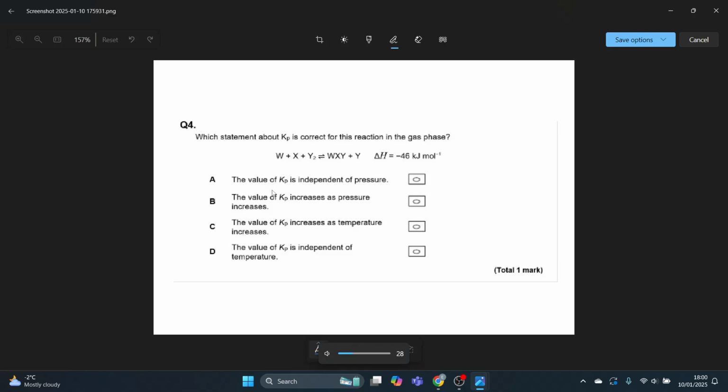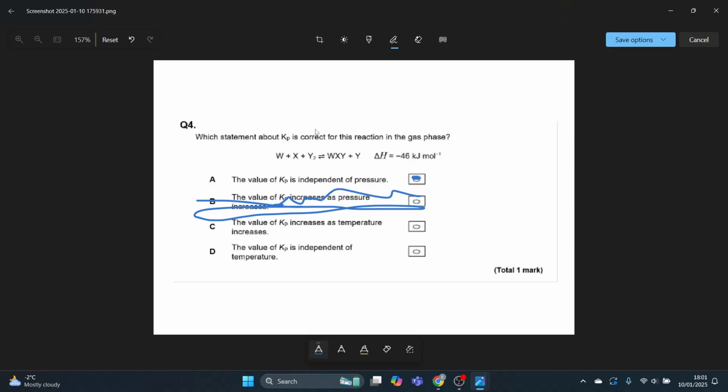A: The value of Kp is independent of pressure. B: The value of Kp increases as pressure increases. C: The value of Kp increases as temperature increases. Okay, I can already eliminate B. That's false. Only temperature can affect the value of Kp. The value of Kp is independent of pressure, so it doesn't depend on pressure. That is true.